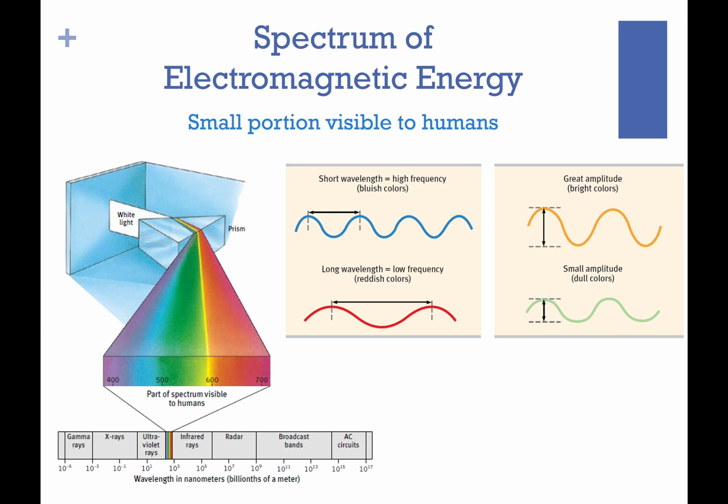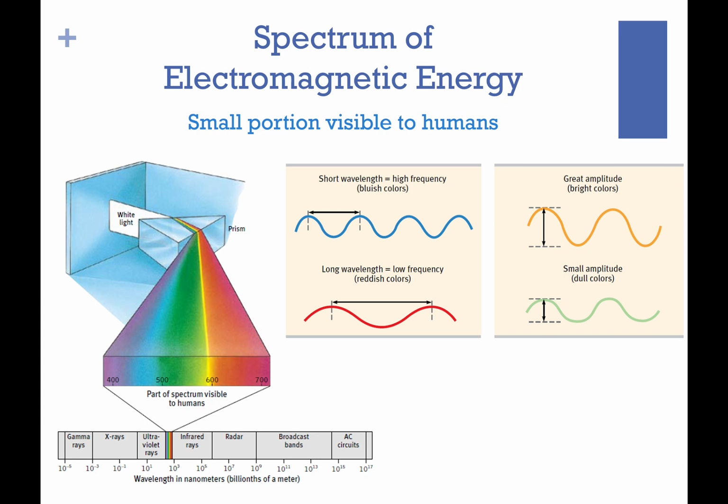So you can't see gamma rays, X-rays, UV rays, infrared rays. UV rays would be subliminal for us, below our visual threshold, and infrared rays would be superliminal. They would be above. And then radar, broadcast bands, and alternating currents.